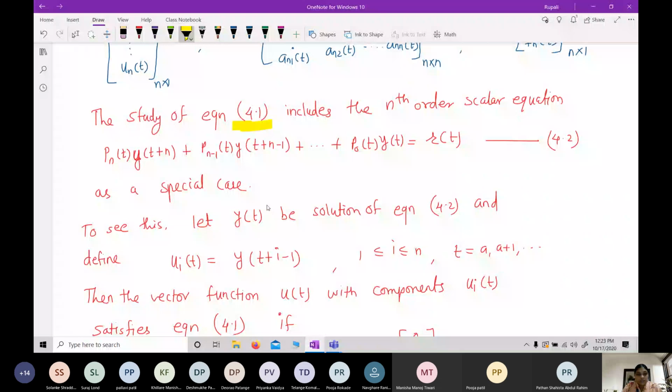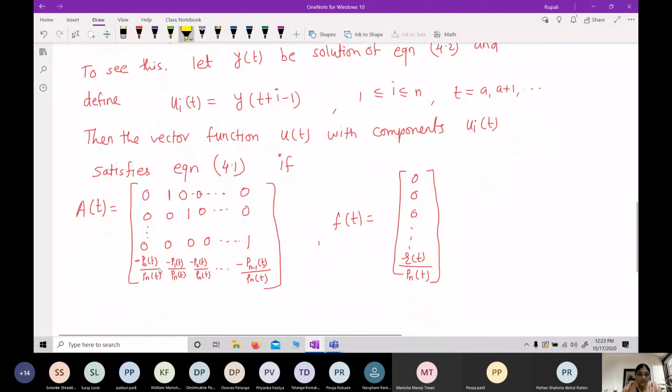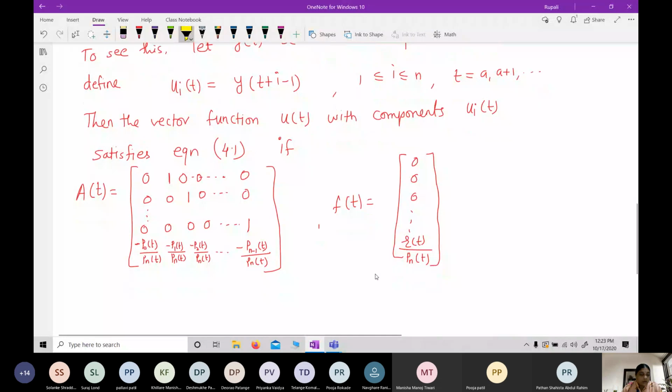So let yt be, we will define, if yt is a solution of 4.1 or 4.2, then we define uit is equal to y of t plus I minus 1, then the vector function ut with components uit satisfies equation 4.1 provided that a of t is this one and f of t is this one, new matrix. Okay, how?